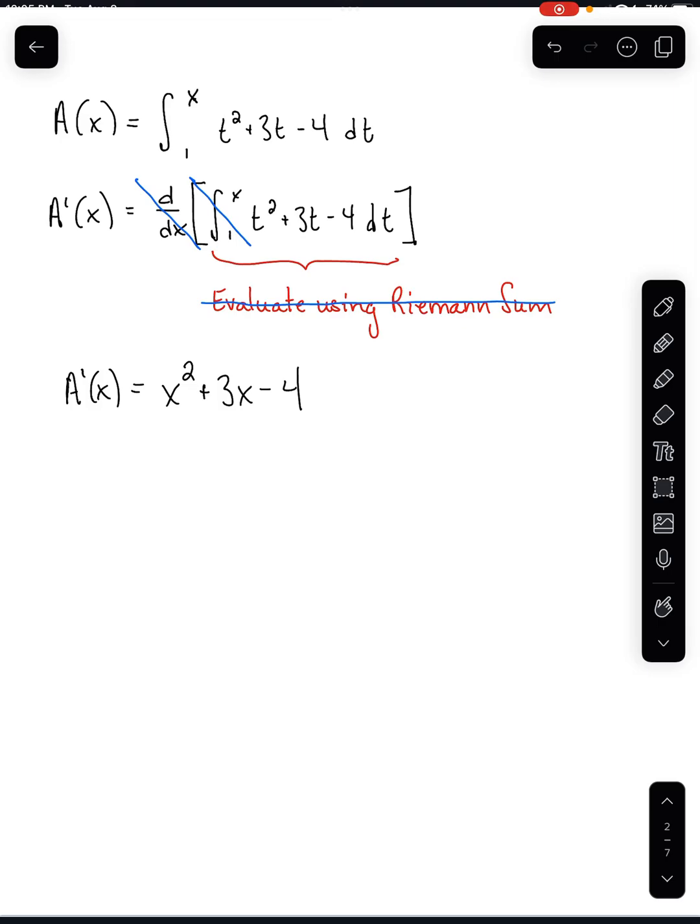An interesting point is that it doesn't actually matter what the lower limit of integration is here. The fact that I started integrating from 1 does not actually affect this. I could have started integrating from 2, or from 10, or from -4, as long as the function is continuous on the interval that I'm working with, then there is no problem whatsoever, and I'll get the same thing here.